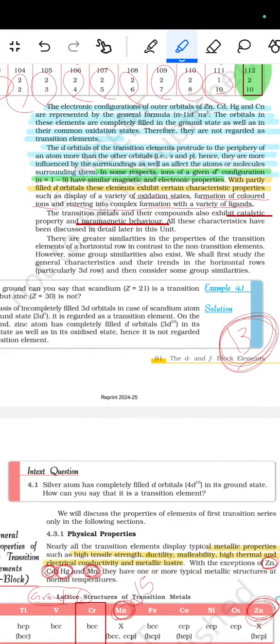In some respect, ions of a given d^n configuration (n = 1 to 9) have similar magnetic and electronic configuration. With partially filled d orbitals, these elements exhibit certain characteristic properties such as display of a variety of oxidation states, formation of colored ions, and entering into complex formation with a variety of ligands. The transition metals and their compounds show catalytic property and paramagnetic behavior. All these characteristics have been discussed in detail later in this unit.